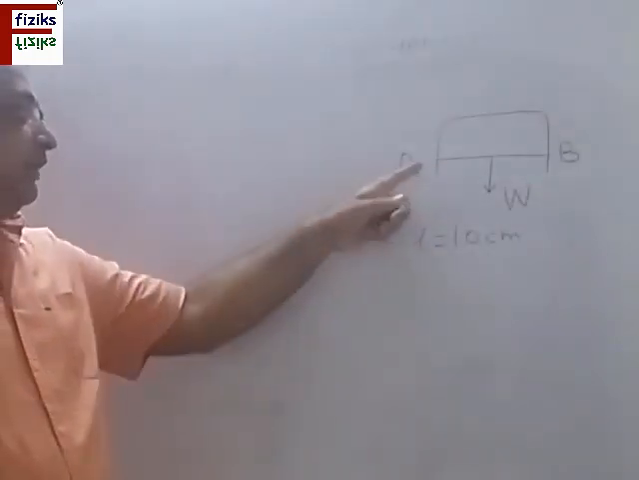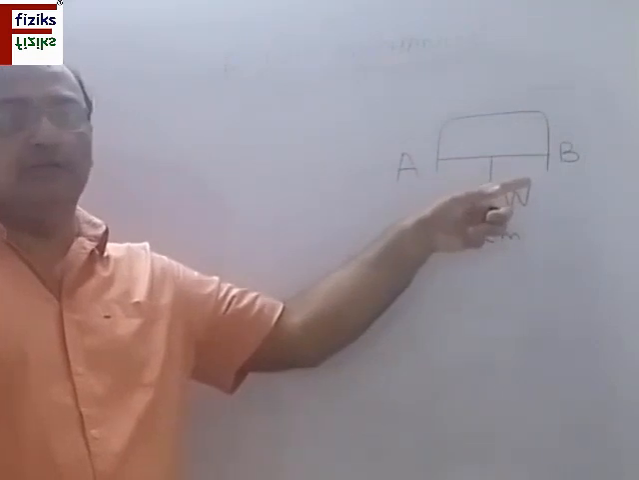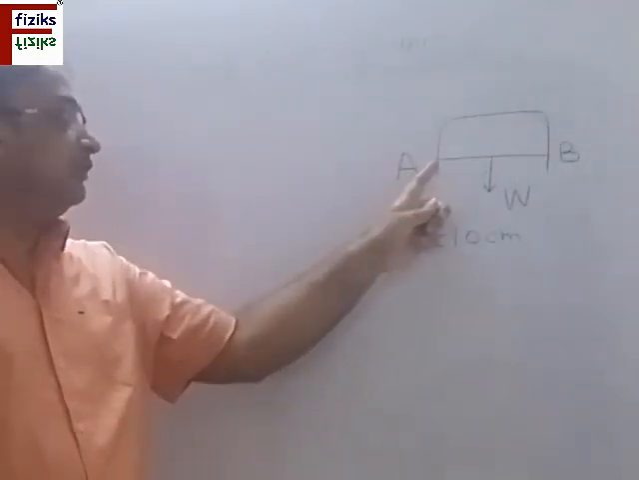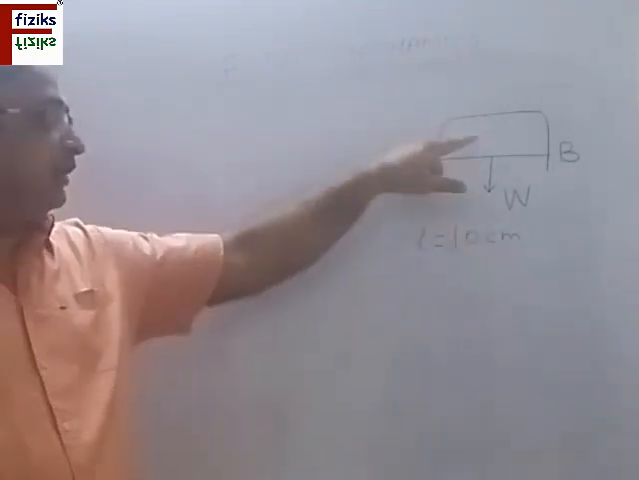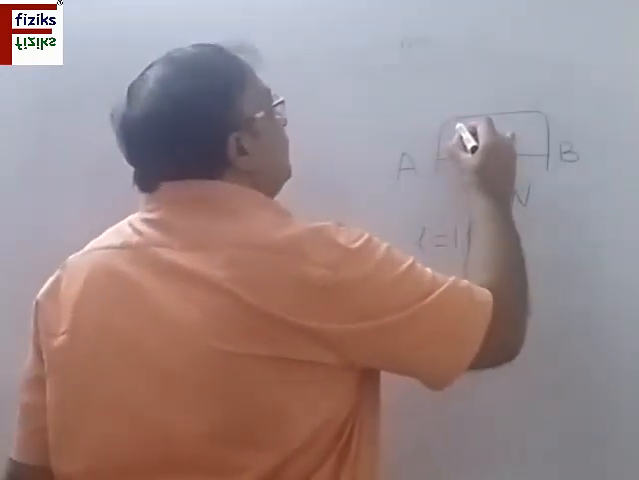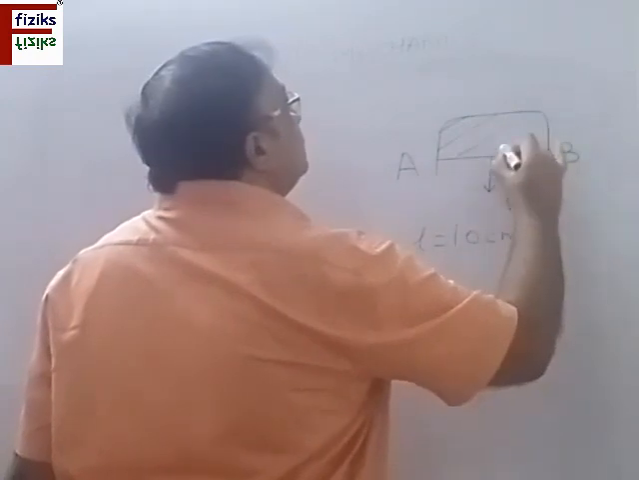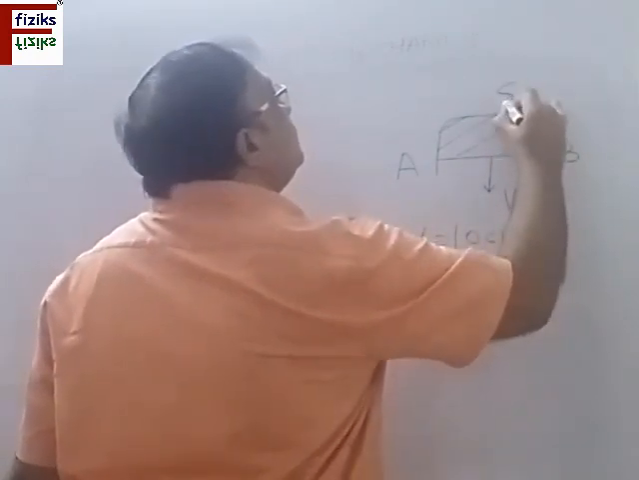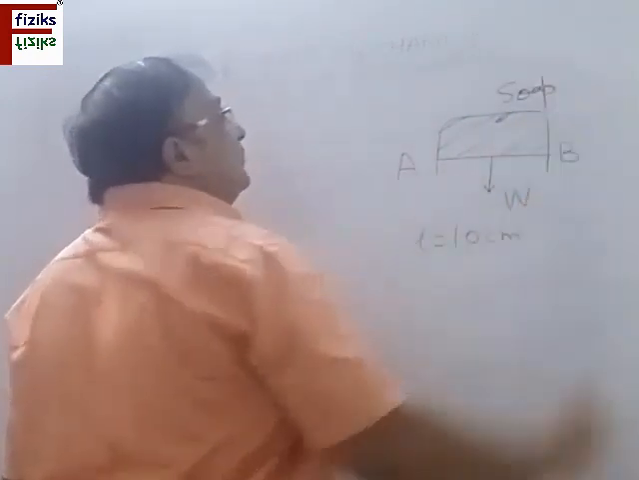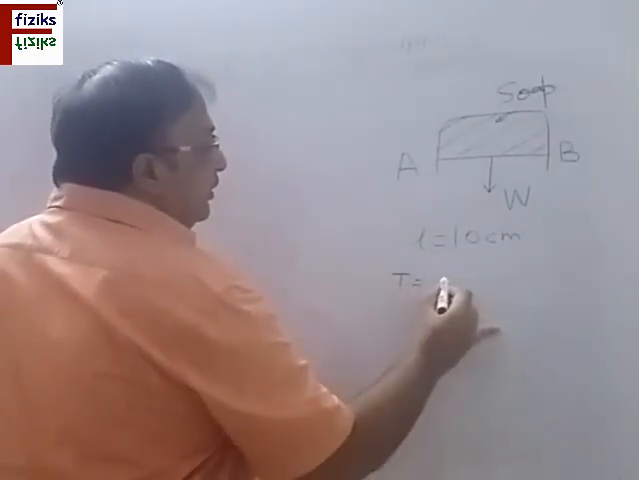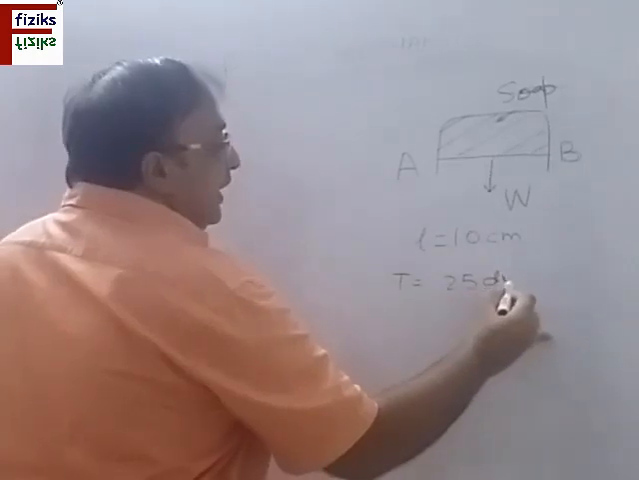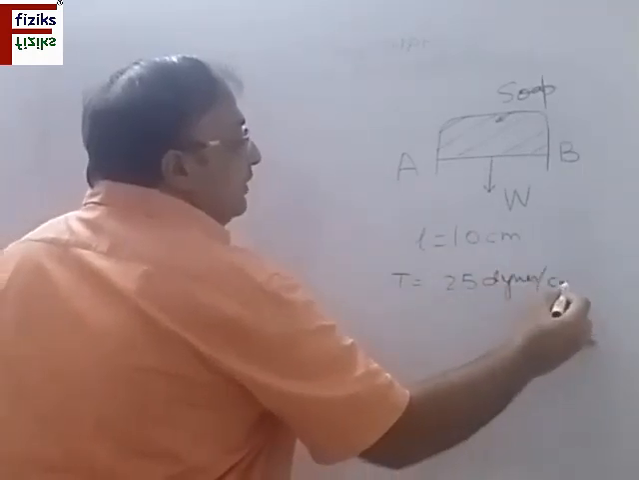Now let us discuss another question. We have this frame of wire which is kept vertical. A wire AB can slide vertically on this frame, and here we have the soap film. The surface tension of the soap is given by 25 dyne per centimeter. This is the CGS unit.